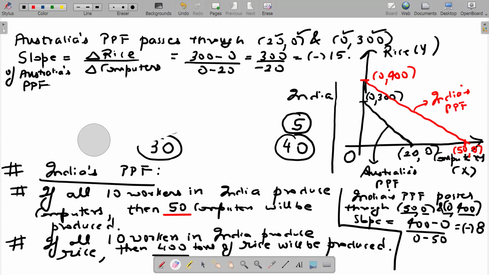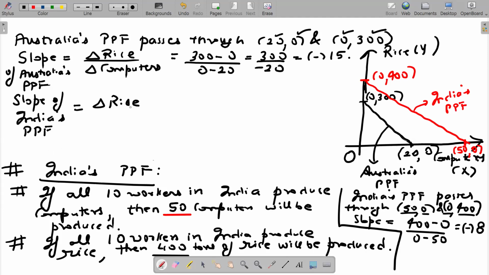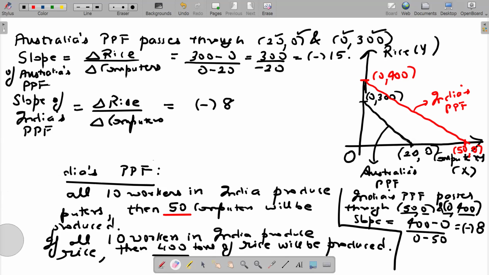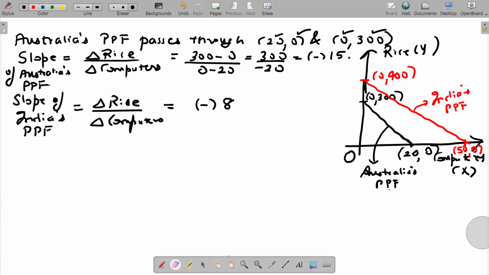So if I erase all this off now, I'm erasing the table. I'm writing it here that the slope of India's production possibility frontier will be change in rice over change in computers, which has come out as minus 8. So I've drawn the production possibility frontiers. I'm drawing the table again now, just for clarity. I'm redrawing the table given to us in the question.